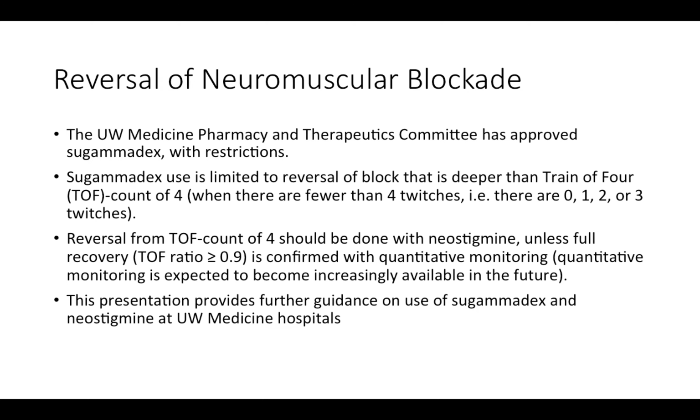Sugammadex has been approved for use within University of Washington Medicine, limited to reversal of block deeper than a train of 4 count of 4. In other words, in the presence of 0 to 3 twitches. If there are 4 twitches at the time of reversal, neostigmine should be used. If quantitative twitch monitoring is available and the train of 4 ratio is greater than or equal to 0.9, no reversal is necessary.